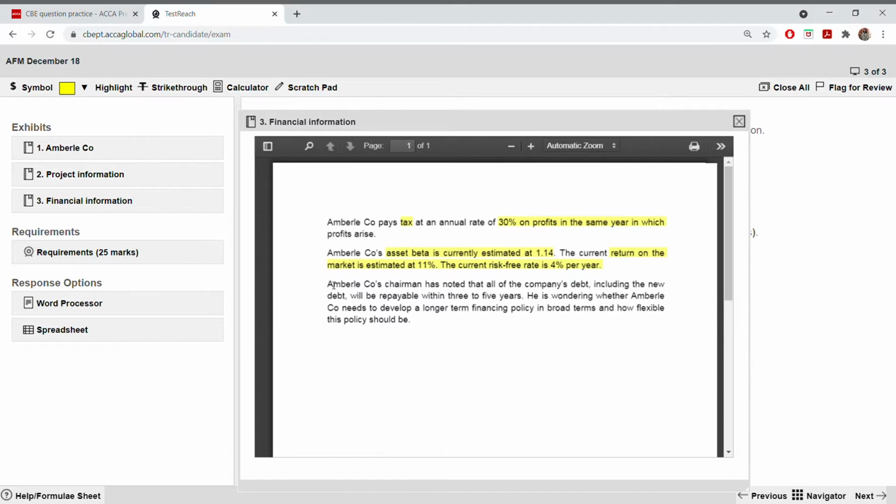Next, the chairman has noted that all of the company's debt, including new debt, will be repayable within 3 to 5 years. He's wondering whether the company should develop a longer term financing policy in broad terms and how flexible this policy should be. So this last paragraph is for part B, which is not required in part A.